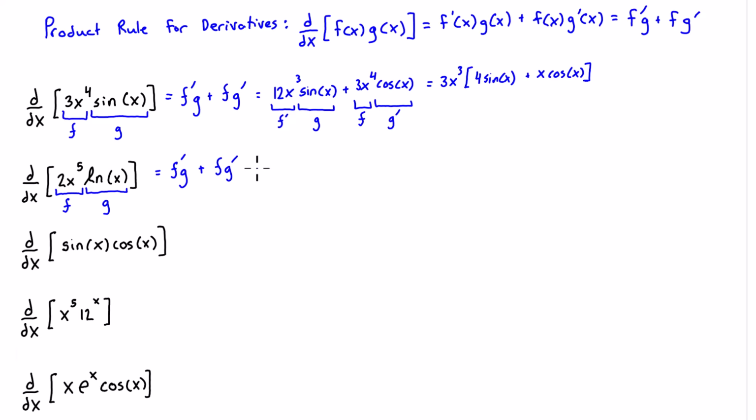All right, so let's go through and write it out. The derivative of f, so f prime, again, we're going to use the power rule, so this is going to become 10x to the power of 4, and then times g is not changing, so this will be just times ln of x.